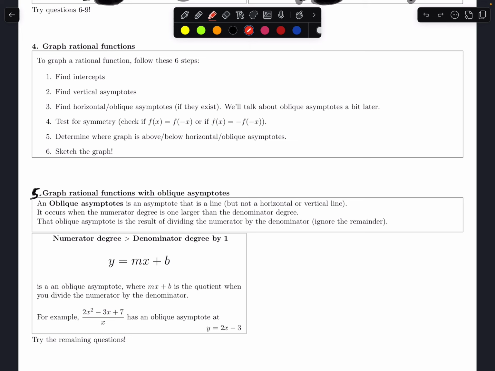Oh, missing parentheses here. Sorry. I'll fix that before I release the notes to you guys.